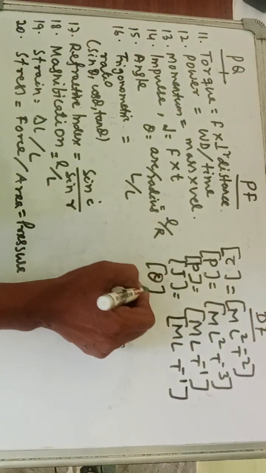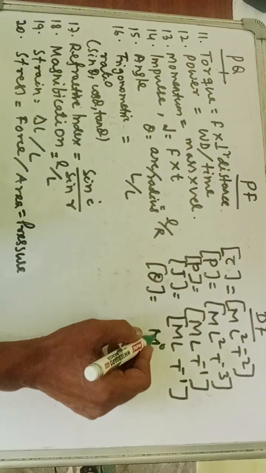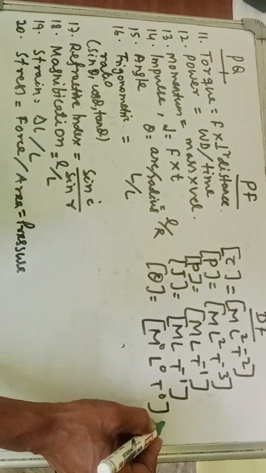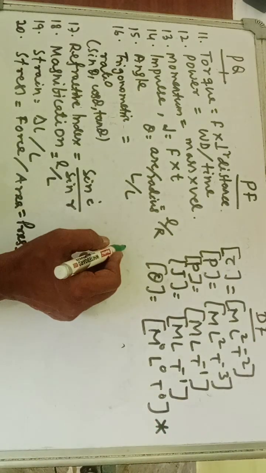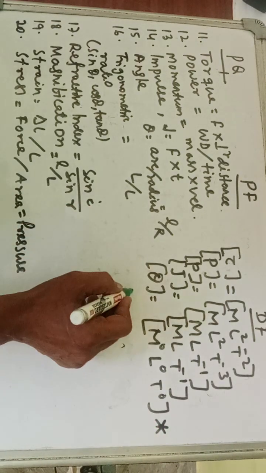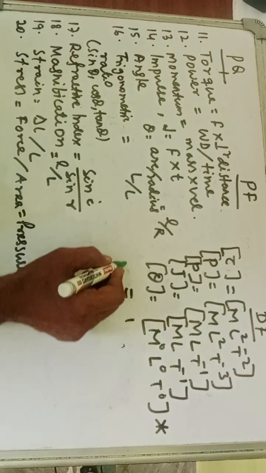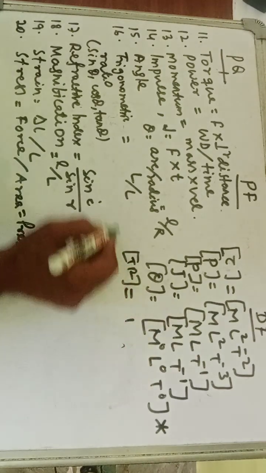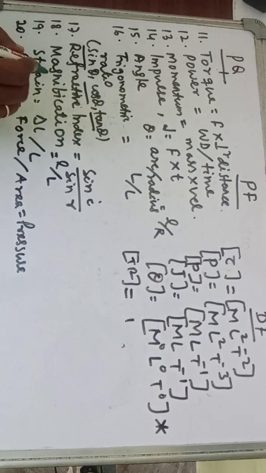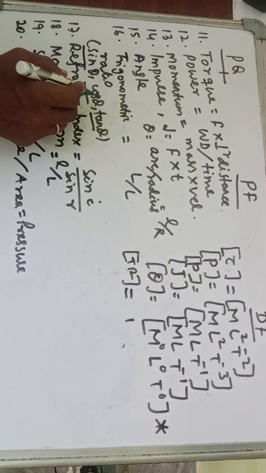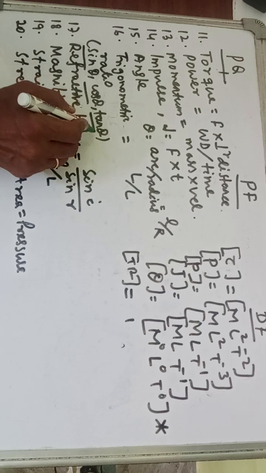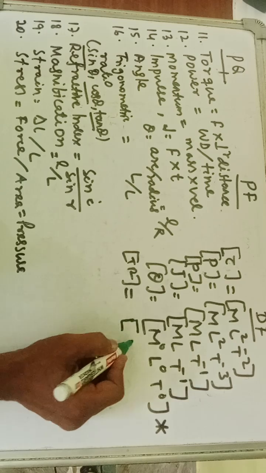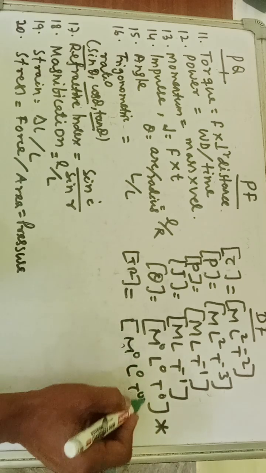Angle theta has no dimension, all powers are 0, M0 L0 T0. It is dimensionless quantity. Trigonometric ratios, sine theta, cos theta is again L by L, and their dimension is dimensionless. Trigonometric ratio sine theta, cos theta or tan theta, or 1 by sine theta is cosec theta, 1 by cos theta is sec theta, 1 by tan theta is cot theta. Their dimension is again no dimension or dimensionless quantity, again M0 L0 T0.